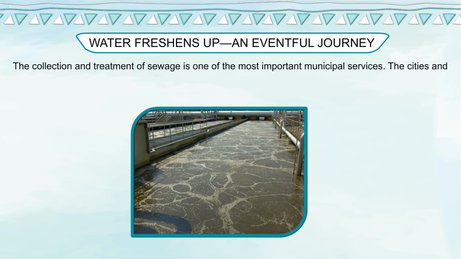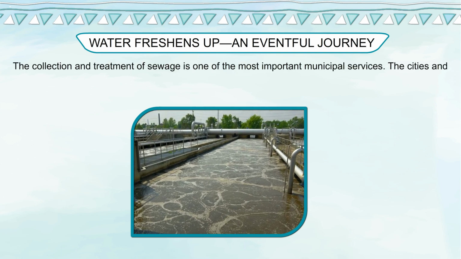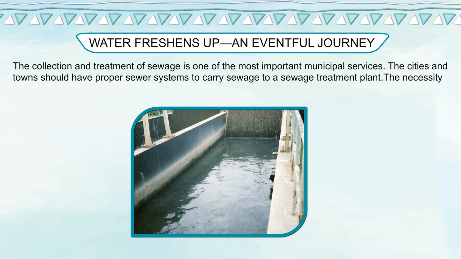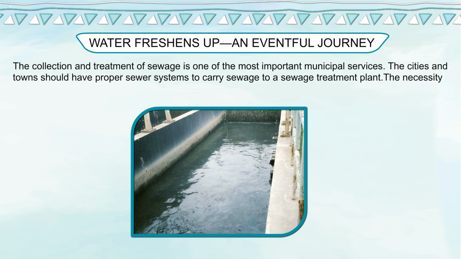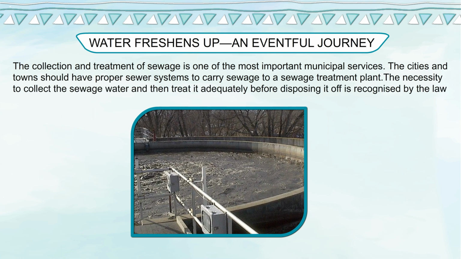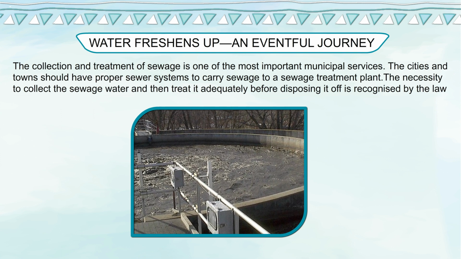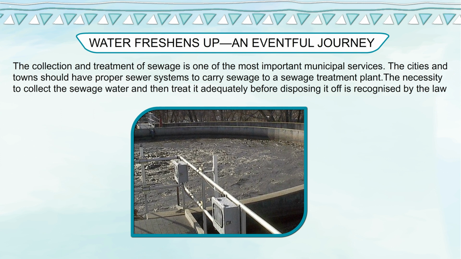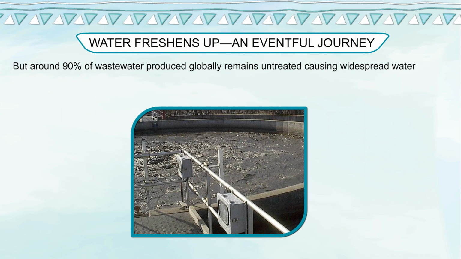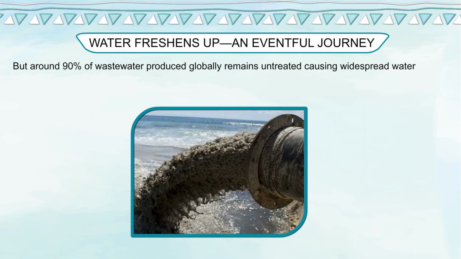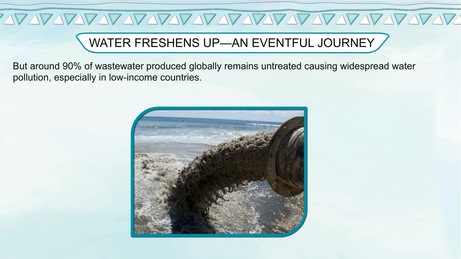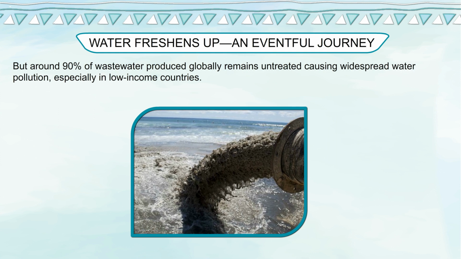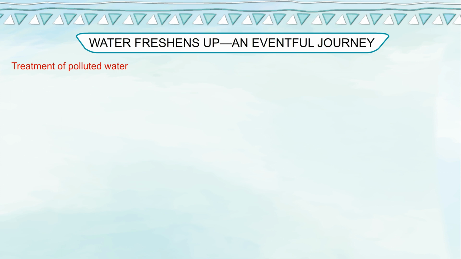Water freshens up, an eventful journey. The collection and treatment of sewage is one of the most important municipal services. The cities and towns should have proper sewer systems to carry sewage to a sewage treatment plant. The necessity to collect the sewage water and then treat it adequately before disposing it off is recognized by the law in the society. But around 90% of wastewater produced globally remains untreated, causing widespread water pollution, especially in low-income countries.